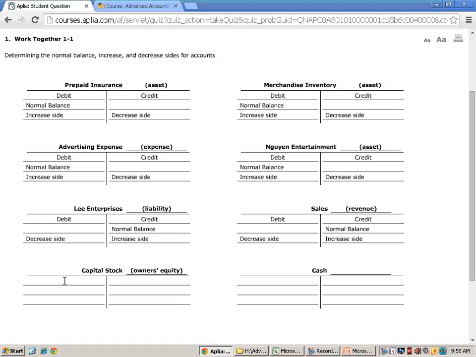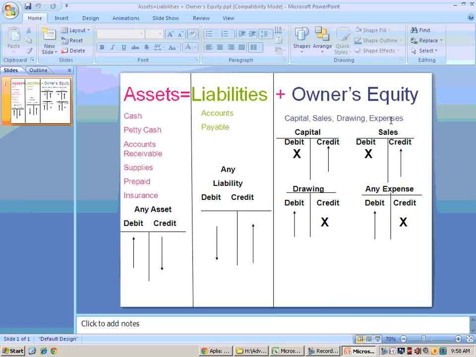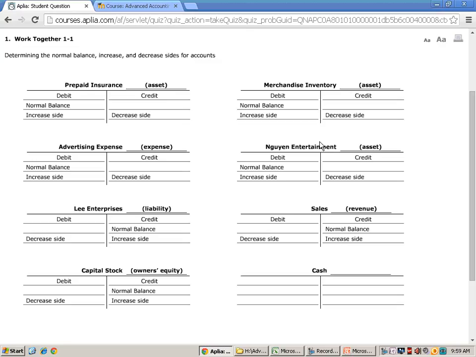All right, so capital stock is going to be our owner's equity, because we have shareholders, we are a corporation. We sell stock, and that's how we get ownership in the company. So debit, credit, never going to change. For capital stock, your debit side is going to be your decrease. Your normal balance will be your credit, and your increase side. Again, looking at this, even though we have owner's equity, which would be capital if it was a sole proprietorship or a partnership, in this case, it's going to be capital stock because it's a corporation.